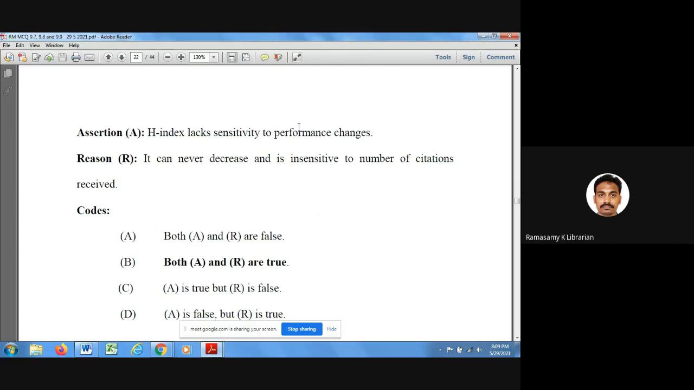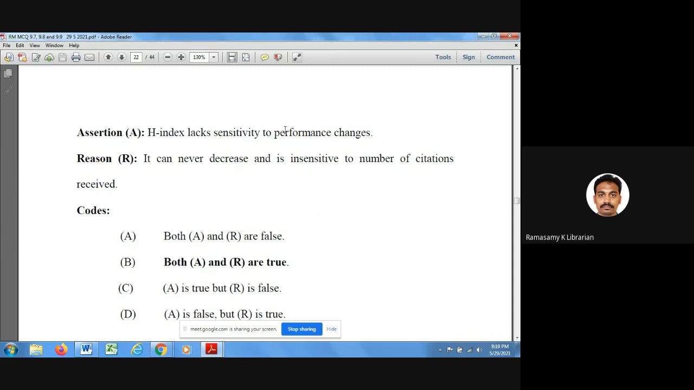That's what we discussed earlier. It's correct. It can never decrease. Same. H index will increase if you are getting more number of citations continuously for your forthcoming papers. Your H index only will increase. It will never decrease. Okay. So R is correct. Okay. And A is also correct.